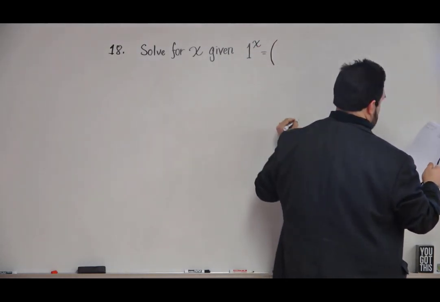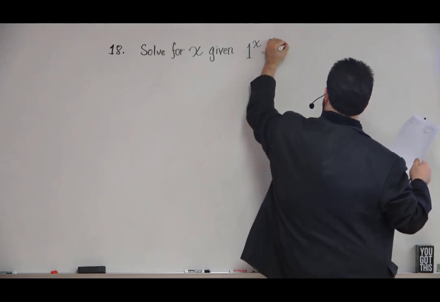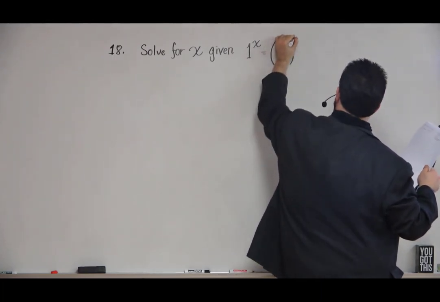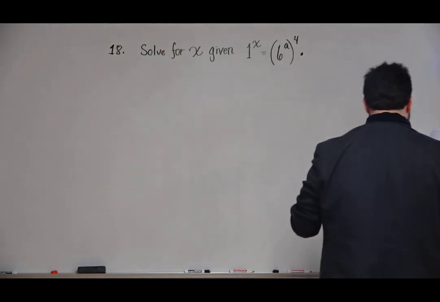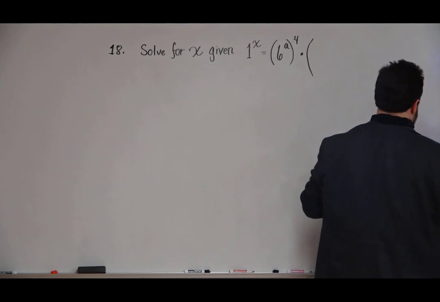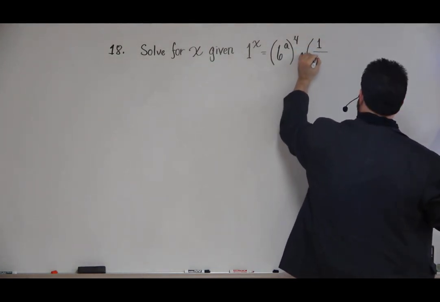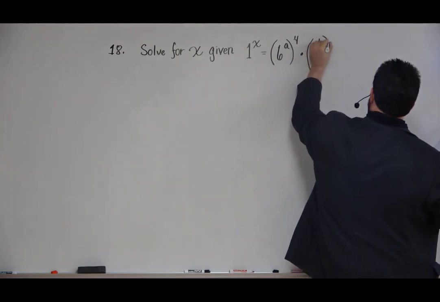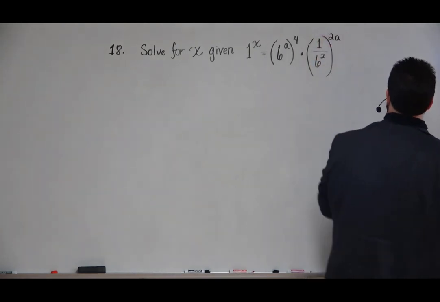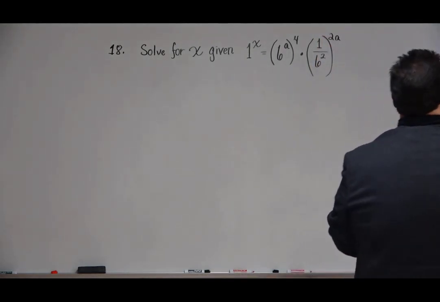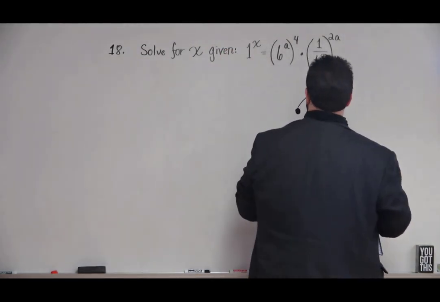So open parentheses, 6 raised to the power of a, and the whole thing is raised to the power of 4. But wait, there's more. It's like an infomercial. We get this huge parentheses with 1 over 6 squared, close the huge parentheses, the whole thing raised to the power of 2a. And they want us to solve for x. Are they crazy? No, we're going to solve for x.